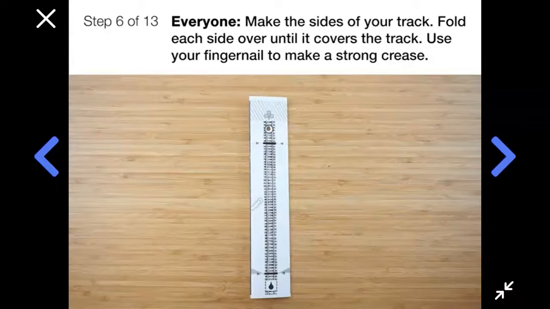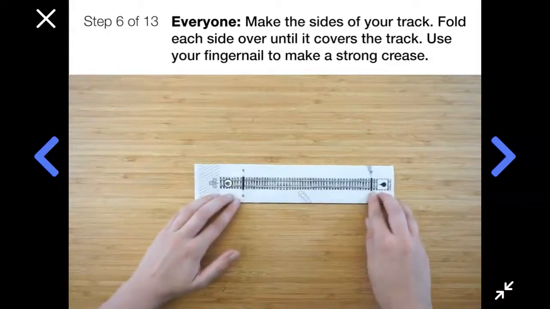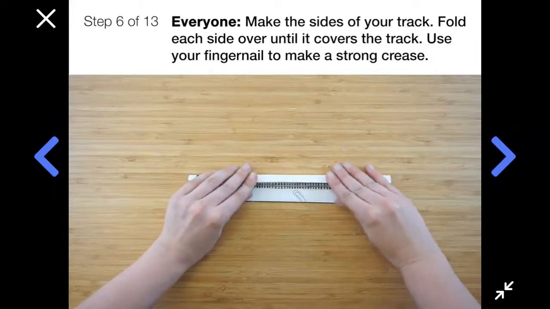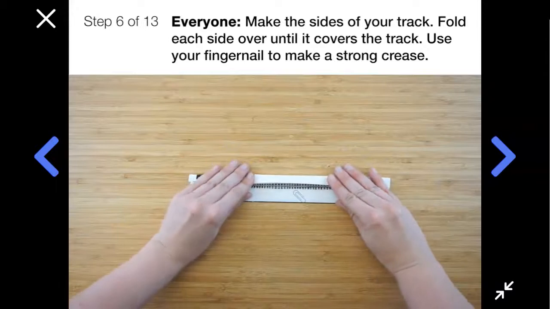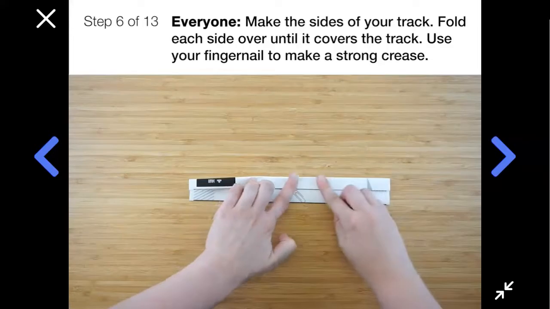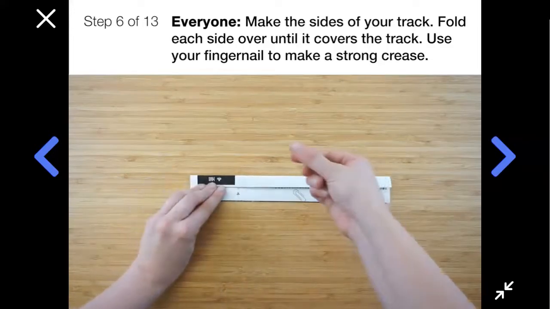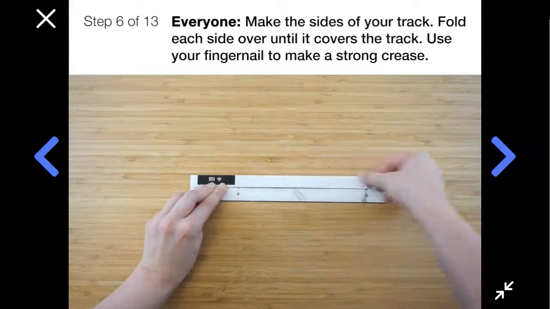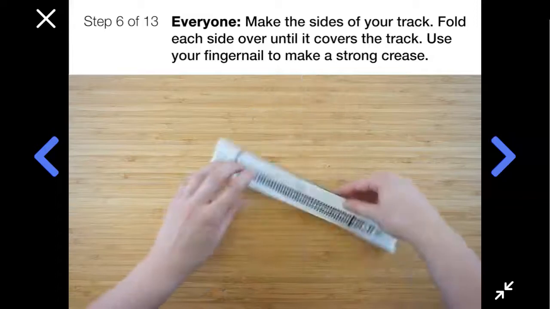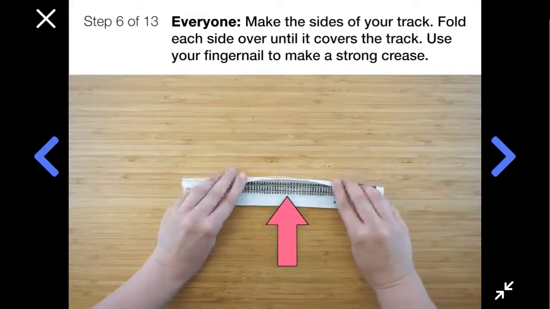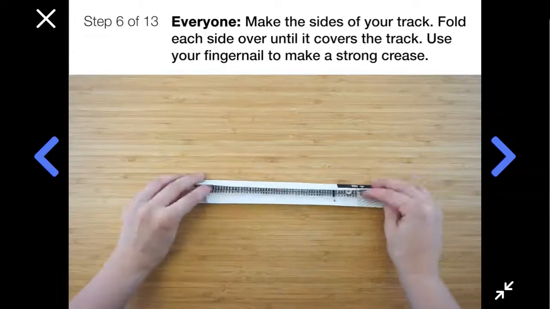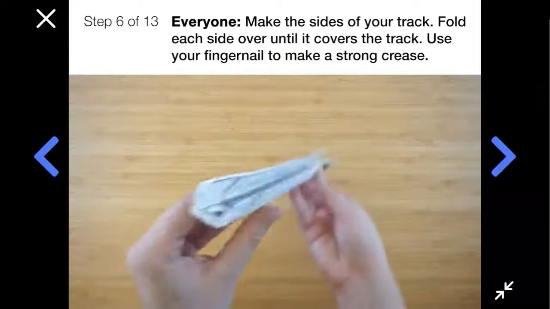Okay, now to create the sides of your tracks. You're going to want to fold each side so that it just barely covers the image of the track, like you see here. You'll press down and use your fingernail to make a good crease. Notice that the track should be pretty stiff at this point, so you might have to press down hard. Then, repeat this on the other side like this. When you're done, it should look like a U shape, like this.